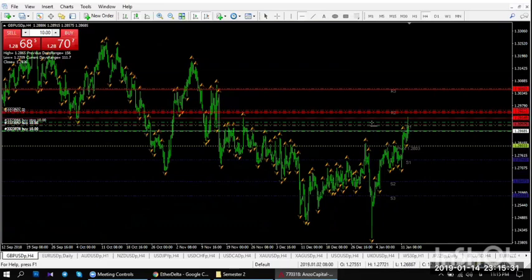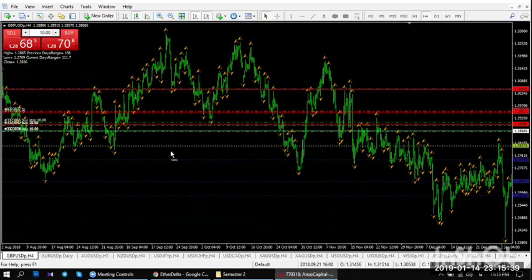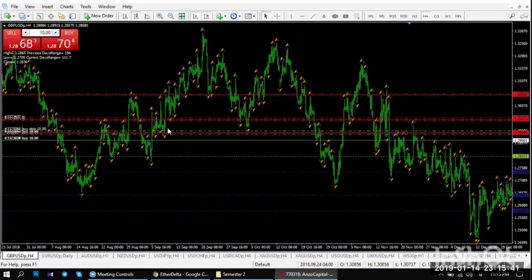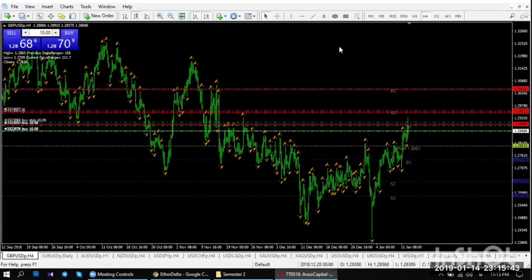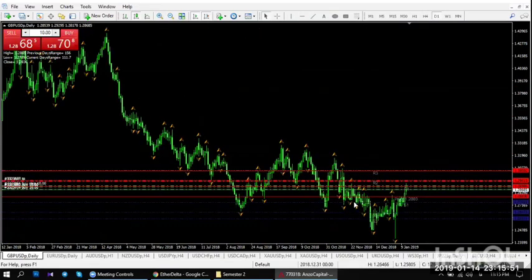So this is my central pivot, and this is R1. I have pivots here too. They're not well adjusted, but they're approximately right. And this is my central pivot, which is right here. Three pivots and one swing low.